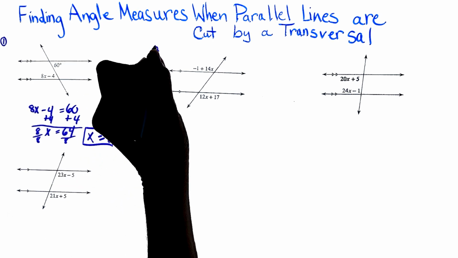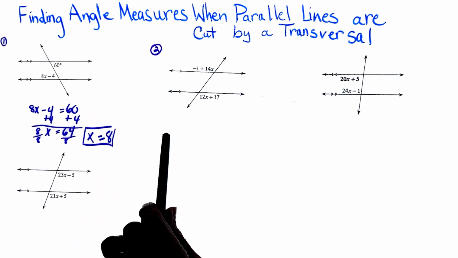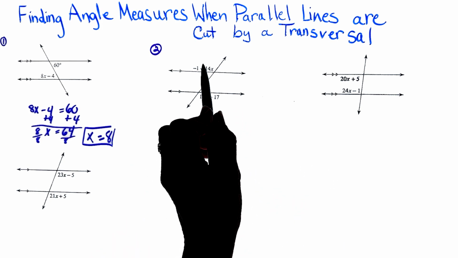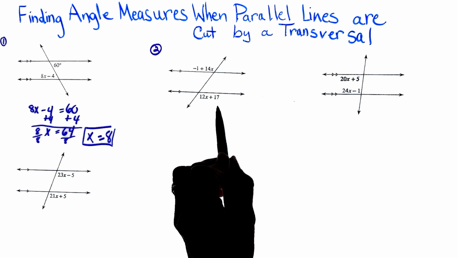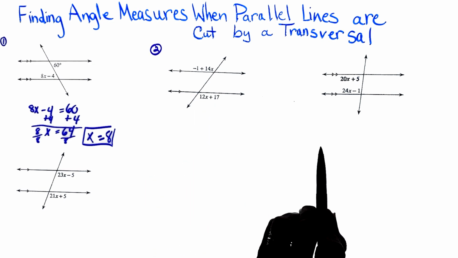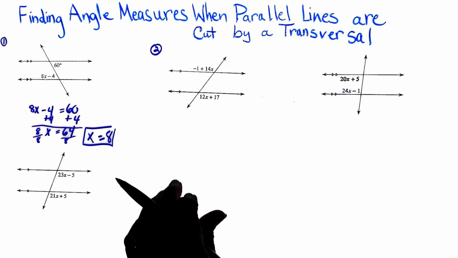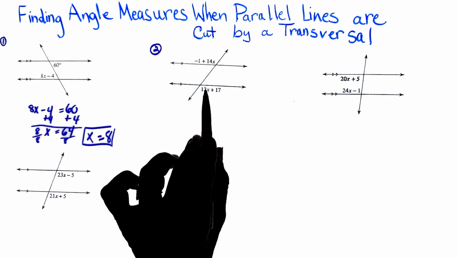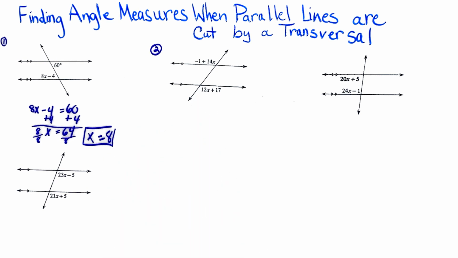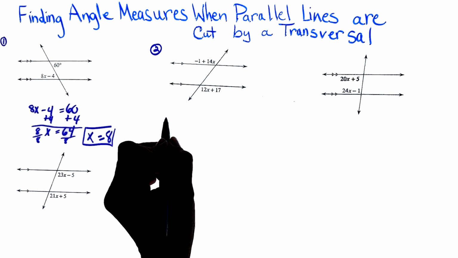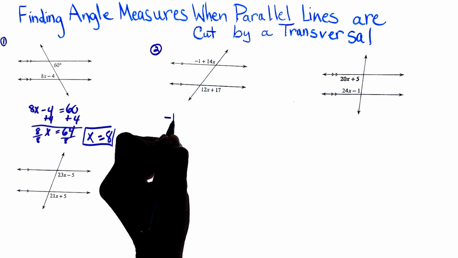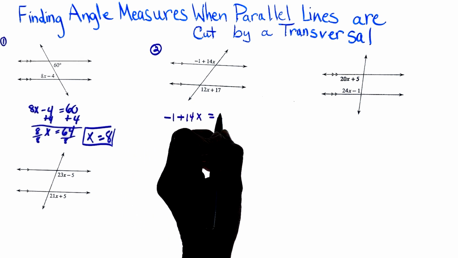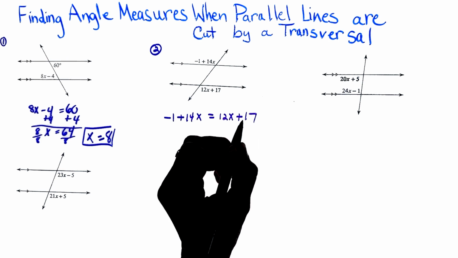Looking at question number 2, I see again parallel lines. So I do know that these are alternate exterior angles, because they are on opposite sides of the transversal. And I'm going to move that picture up just a little bit. Since those lines are parallel, I can make these expressions equal to each other. It doesn't matter the order you copy them, but negative 1 plus 14x is equal to 12x plus 17.